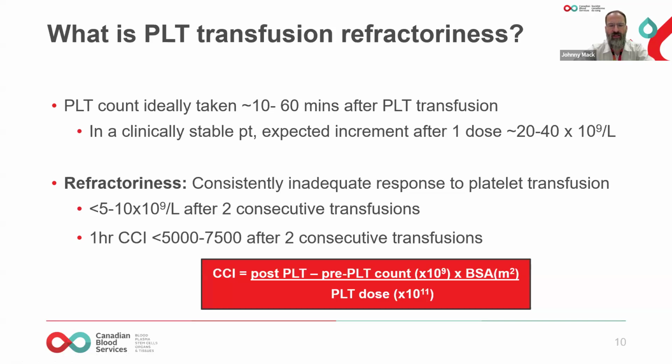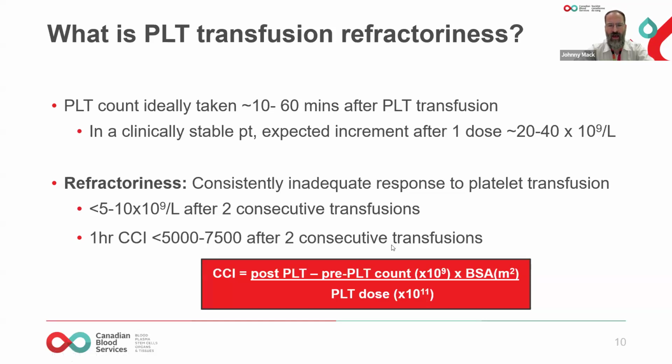The benefits of using the CCI, which is this calculation on the bottom where you take the delta between the pre and post transfusion counts multiplied by the patient's body surface area and then divided by the dose of platelets that were actually transfused, is you can take into account the patient's body size, which obviously plays a role in how much of an increment will be observed in the platelet count following a transfusion. And if a poor CCI of 5,000 to 7,500 is observed after 2 consecutive transfusions, that is kind of used as a definition of platelet transfusion refractoriness.